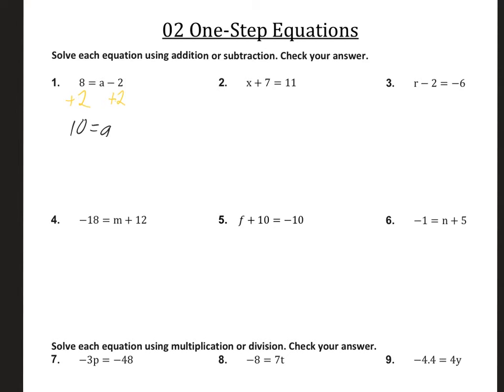We're good to go. To double check, we are going to plug 10 in for A. So I have 10 minus 2, which equals 8. So I'm going to put a little check mark to show, hey, I checked it. It does work. It is true.